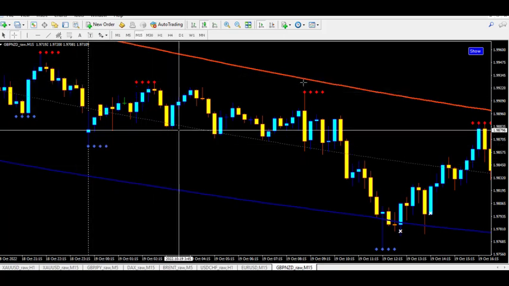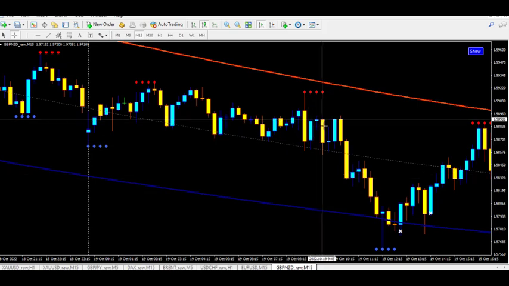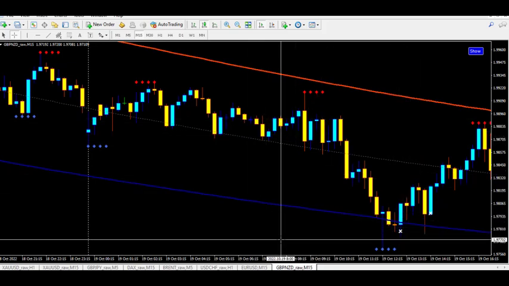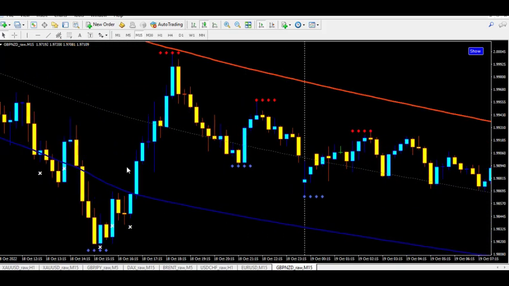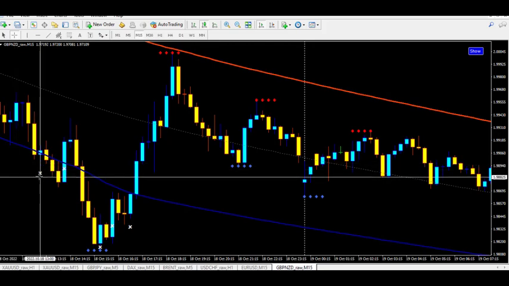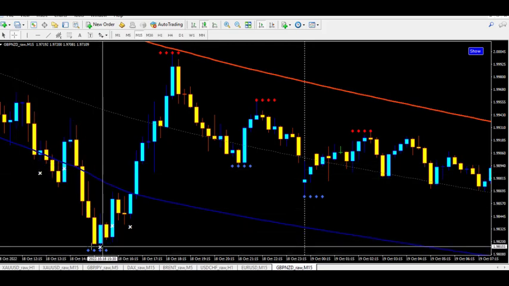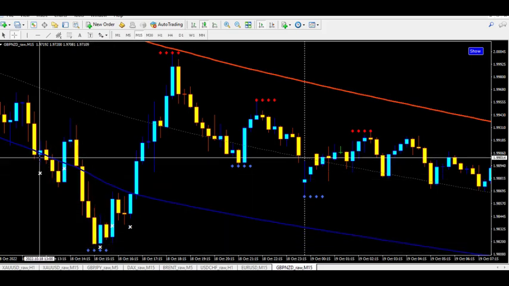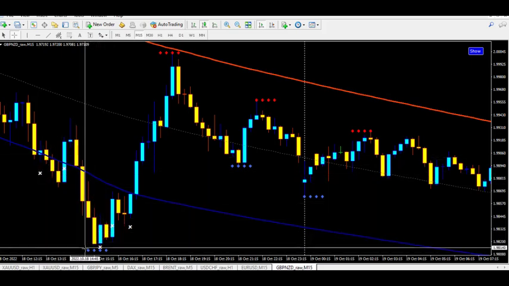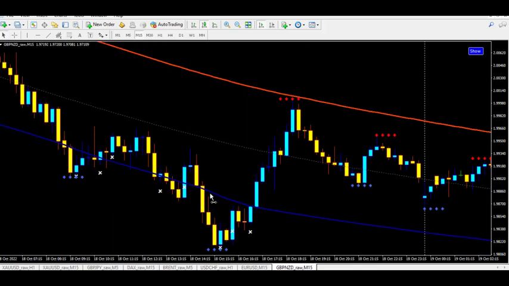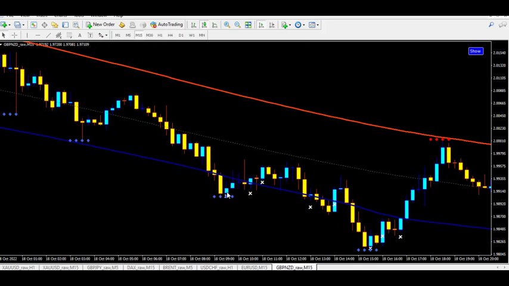So all the signals in the middle, in between the band, are invalid. This is the only one that is valid around this area. And here is another buy signal also. Here is invalid because I do not see the fractal indicator confirming this direction. So the best point to enter is this point for a buy.